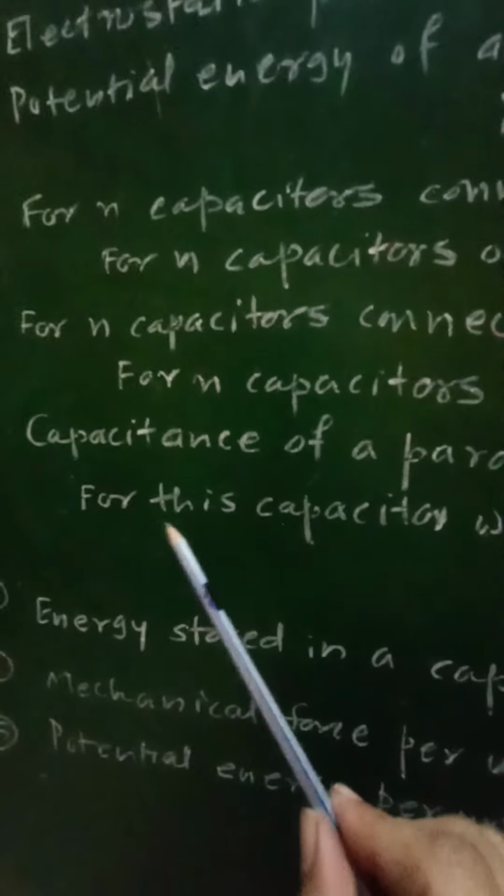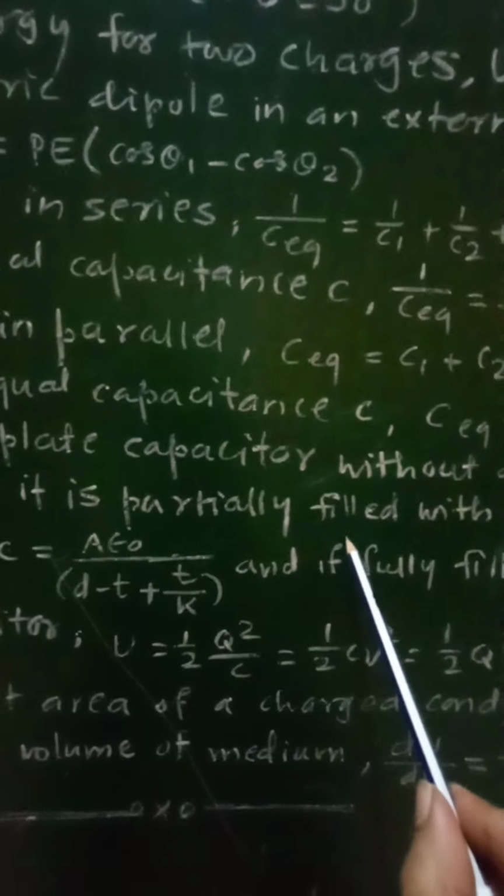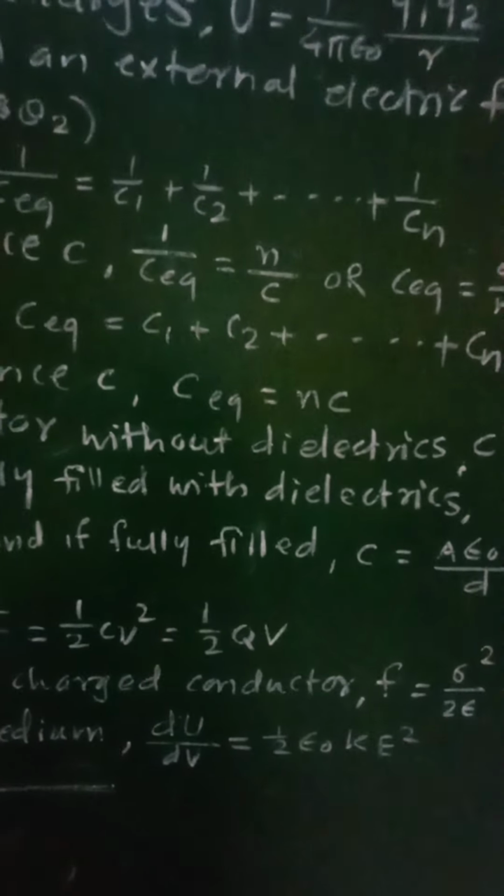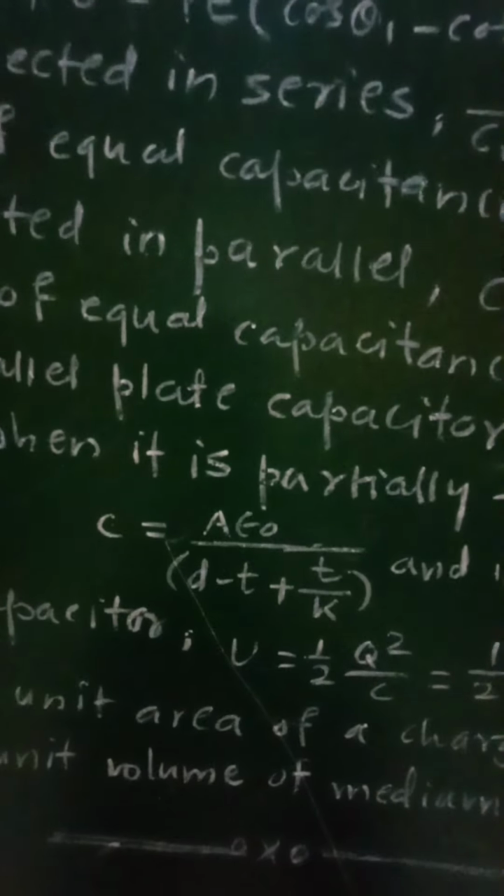On the other hand, when the parallel plate capacitor is partially filled with dielectric material, then its capacity C is equal to A epsilon 0 upon d minus t plus t by K, where d is the distance of separation between the two plates, t is the thickness of the dielectric, and K is the dielectric constant.